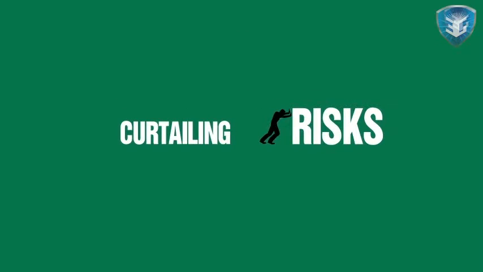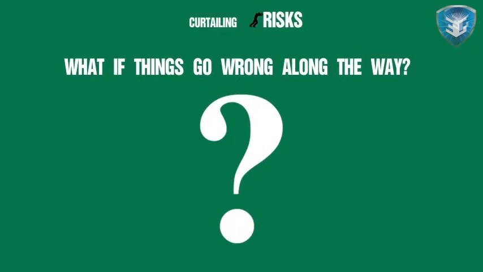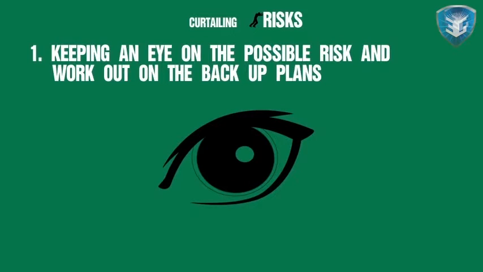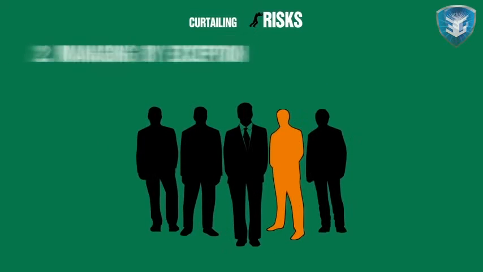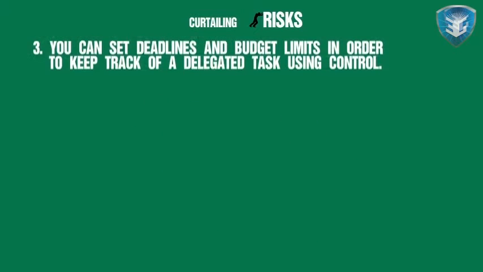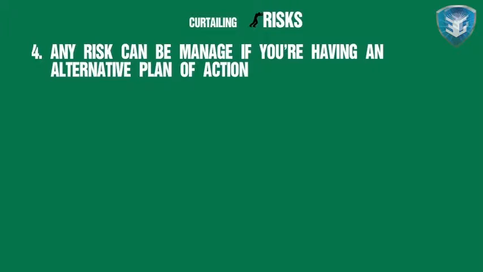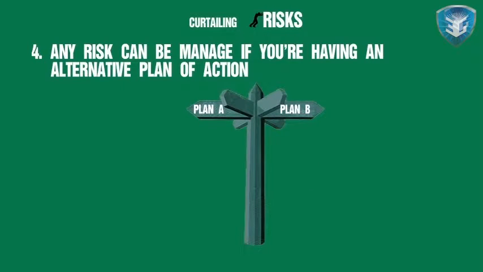Curtailing risks. What if things go wrong along the way? To avoid such situations, you need to remember the following points while delegating. 1. Keep an eye on the possible risks and work out backup plans. 2. Managing by exception. 3. You can set deadlines and budget limits in order to keep track of a delegated task using control. 4. Any risk can be managed if you have an alternative plan of action.